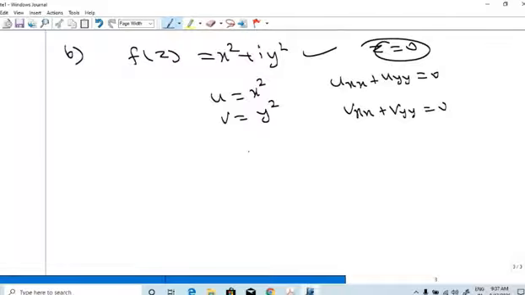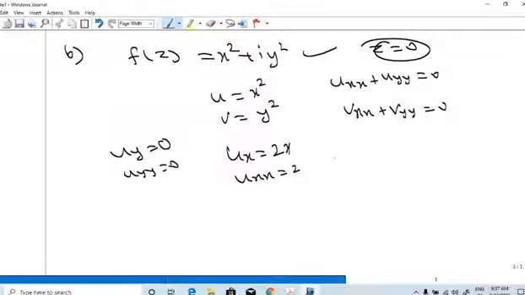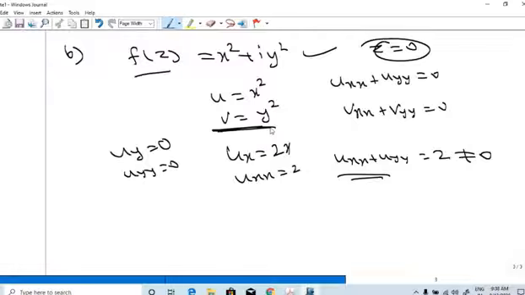So first find ux. ux is nothing but 2x, so uxx is 2. And what is uy? Since u is independent of y, it is 0, and uyy is also 0. Therefore uxx + uyy is just 2, and 2 is not equal to 0. Therefore it does not satisfy the Laplace equation. If f is analytic, the real part and imaginary part should satisfy the Laplace equation, but here the real part does not. Similarly, you can check that the imaginary part y² also does not satisfy the Laplace equation.